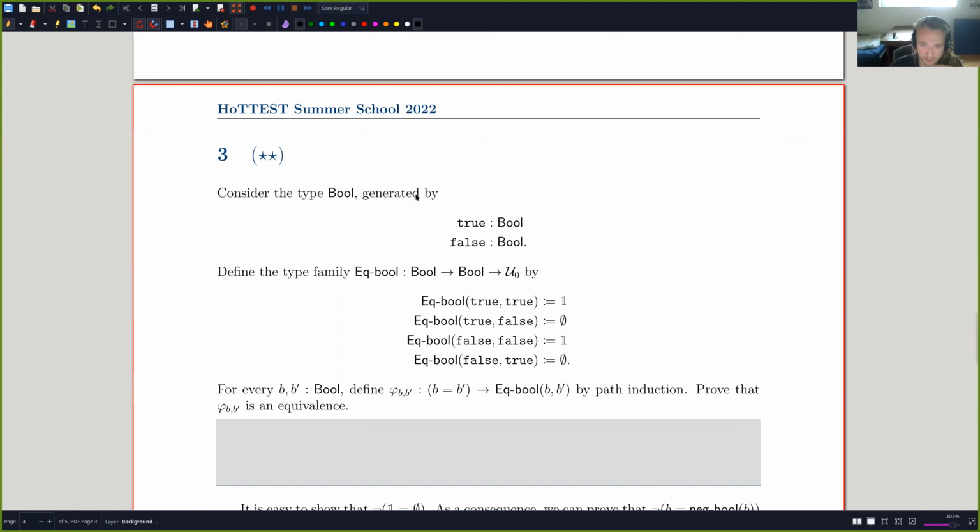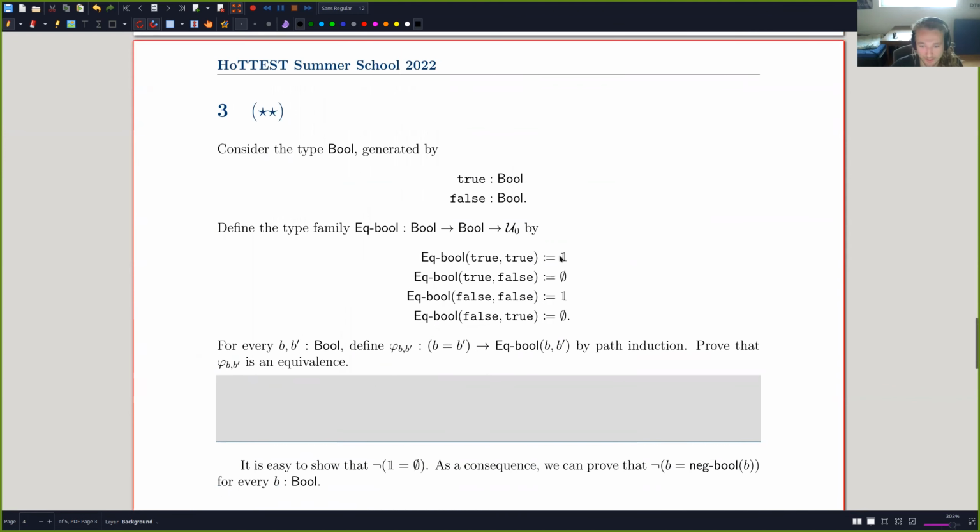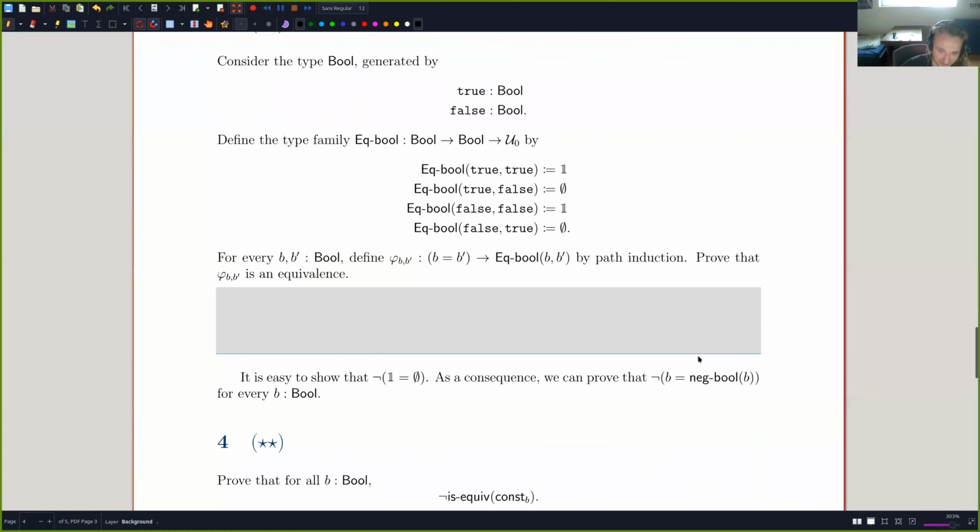Consider the type bool generated by true and false. We've seen this before, and observational equality on the booleans in the smallest universe maps equal elements to the unit type and not equal elements to the empty type. And we want to define a map from the identity type of the booleans to the observational equality by path induction. It is defined by path induction, and we should prove that it's an equivalence. And here we can actually give a function which is both a left and a right inverse.